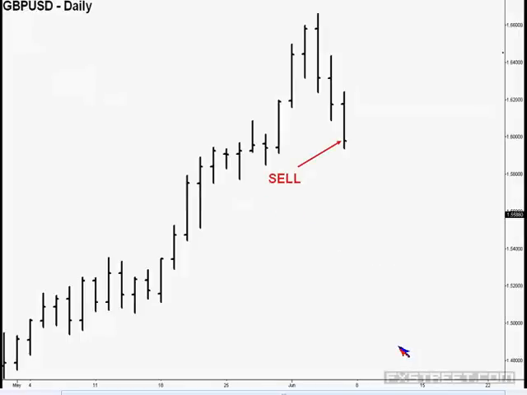How about this? Here's the British pound. British pound's been going straight up in this particular example here. All right? You haven't been doing anything. You missed the long trade, so you're not long this, but you want to catch it once it tops out, in your opinion, and you want to go short. You want to sell. All right?